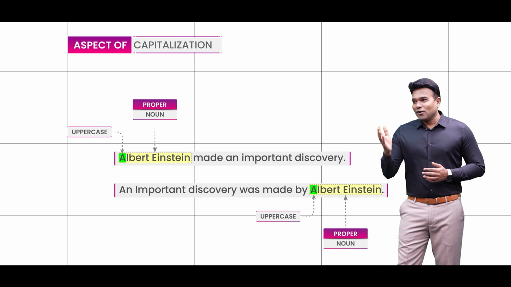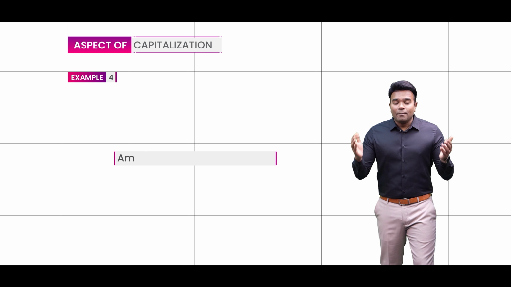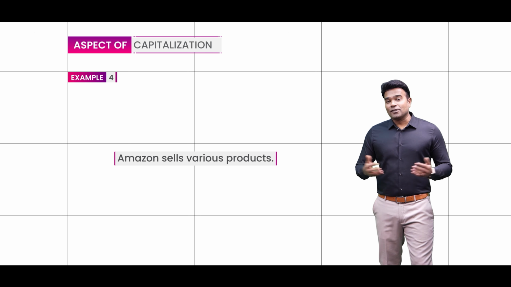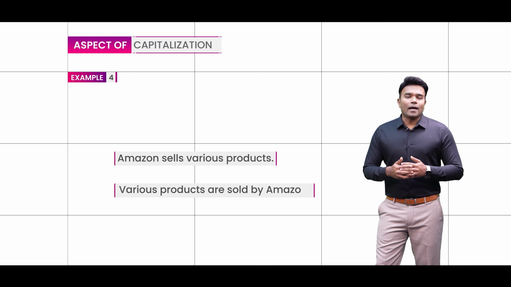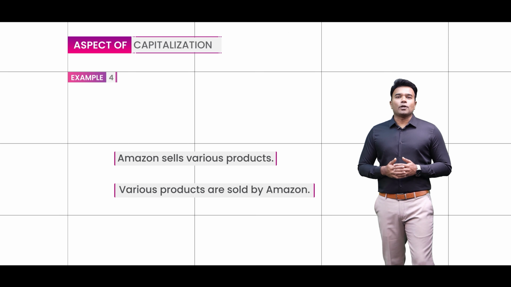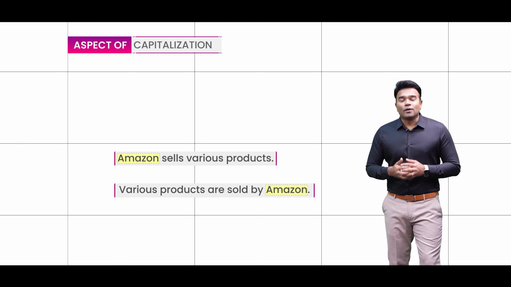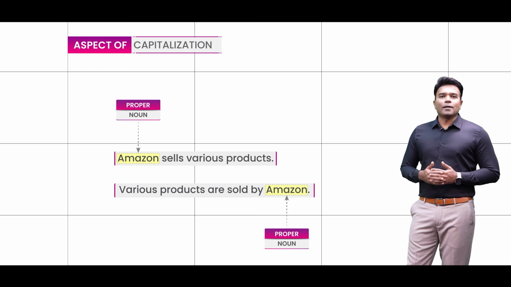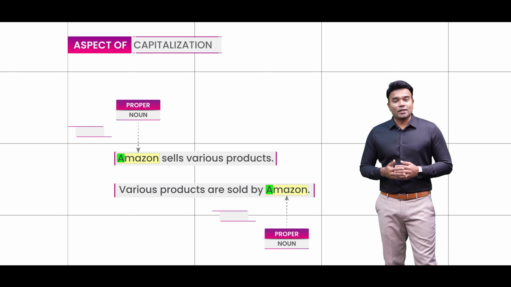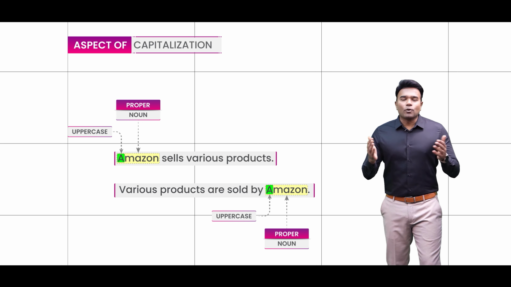Anyway, let me give you one more example to substantiate this. Have a look at this sentence. Amazon sells various products. And have a look at this sentence. Various products are sold by Amazon. Well, again here, I'm sure that you understand that Amazon is a specific company that we are referring to and hence is treated as the proper noun. But you can notice that whether it is present at the beginning of the sentence or at the end of the sentence, it is always beginning with an uppercase letter. After all, you can notice a capital A in both of these cases.